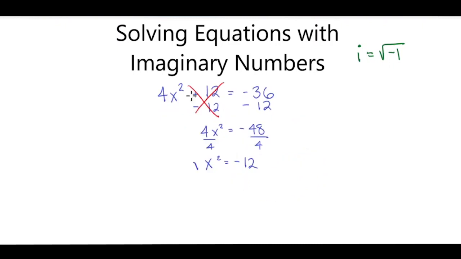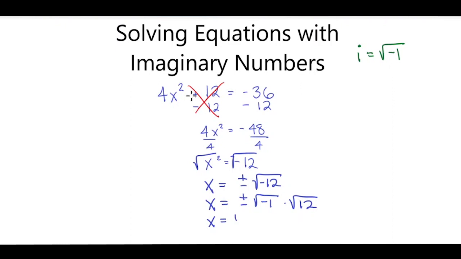So my next step will be to take the square root of both sides of my equation, and that'll leave me with x equals plus or minus the square root of negative 12. Well, remember, if you have a square root that has a negative on the inside, you can factor out the square root of negative 1. So we'll rewrite it like this.